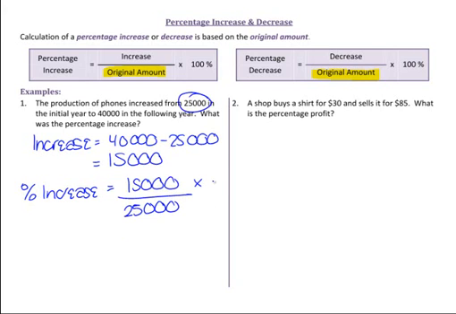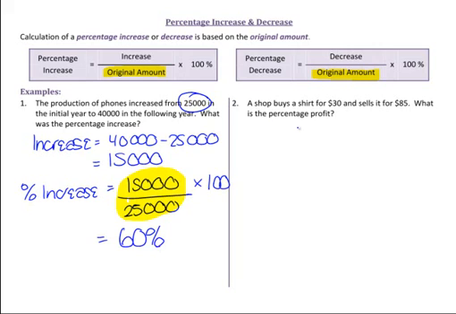And then to change it into a percentage, so this is my fraction just like previously, to change it into a percentage we times by 100. Okay, so you can go straight to your calculator, or you can simplify. I'm just going to go straight to my calculator. So 15,000 divided by 25,000 times by 100 gives me 60%. So it's gone up by 60%.